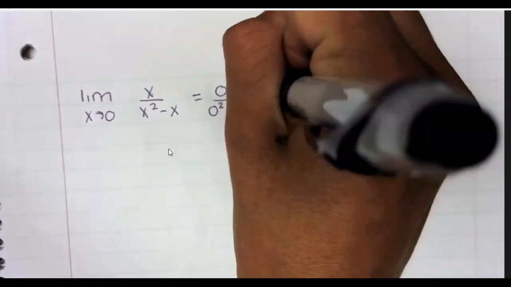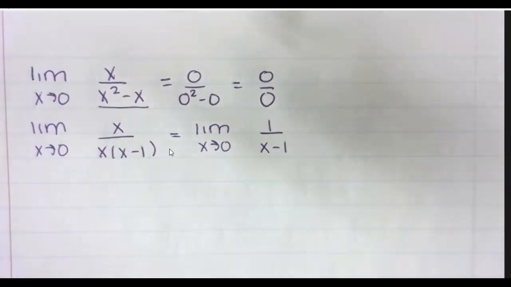Number 3, we have the limit as x approaches 0 of x over x squared minus x. So the very first thing you have to do is show that it's the indeterminate form. So you have to show it's indeterminate. And then what we want to do is say, okay, algebraically, I can factor out an x from the denominator. And then that equals the limit as x approaches 0 of 1 over x minus 1.